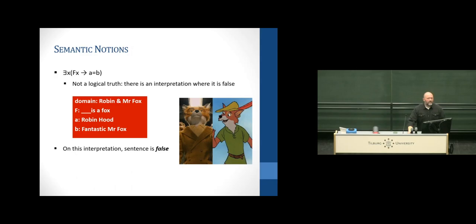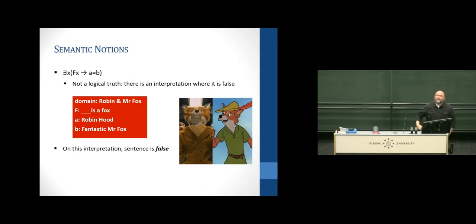Here's a sentence of FOL. This sentence is not a logical truth. And I'll show it's not a logical truth by building you an interpretation. Let's have the domain be Robin. In fact, probably the absolute best Robin Hood. Amazing. I don't know if you guys have seen this Disney film, but it is amazing. So our domain is Robin and the Fantastic Mr. Fox. We'll have F from our sentence be the predicate is a fox. We'll have A pick out Robin and B pick out Mr. Fox. On this interpretation, our sentence is false.